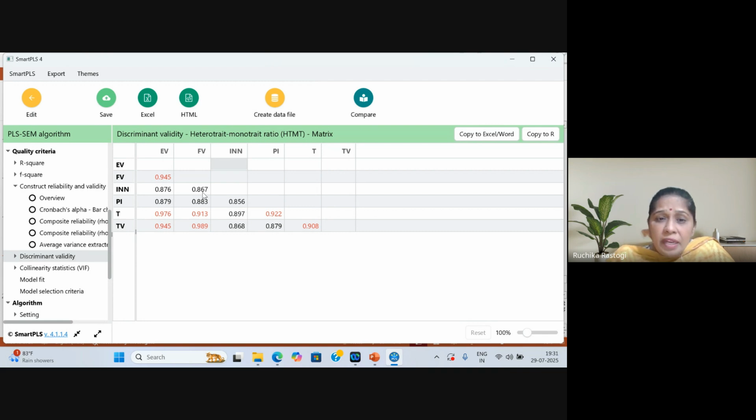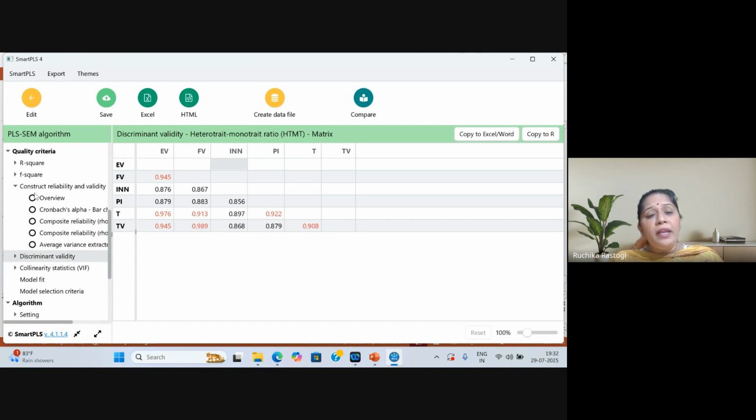So what is happening in FV? If you see that in FV, the highest value is lower than the corresponding values. That means I have to go back and do the experiments. I have to experiment now. I have to see which question is to be removed and which question is to be kept. So this is the way we check the reliability and validity.